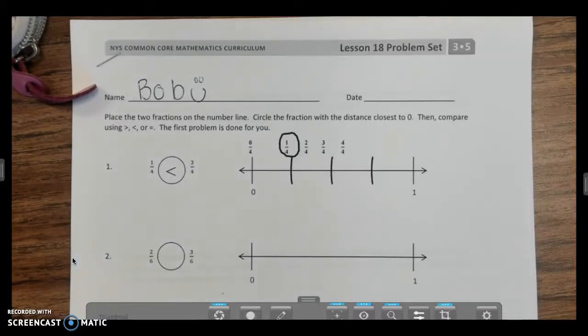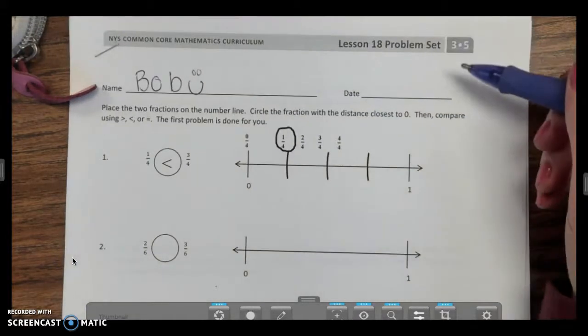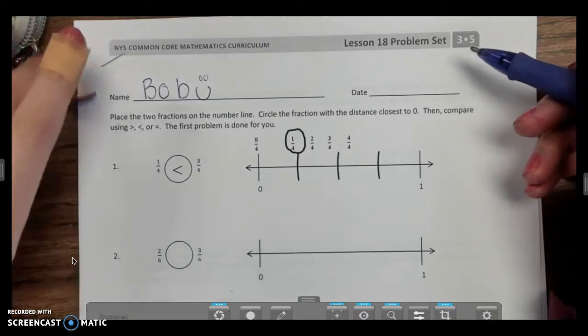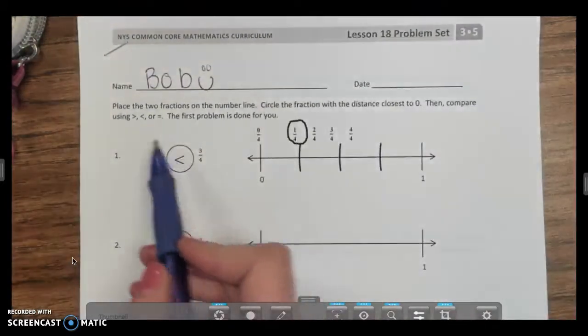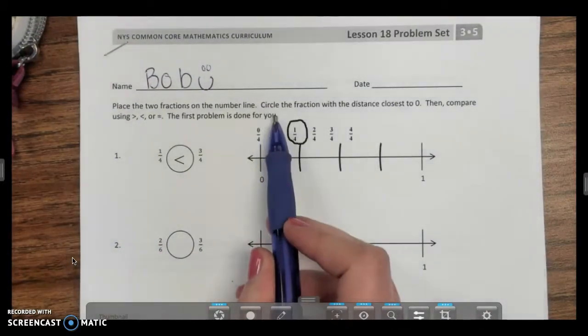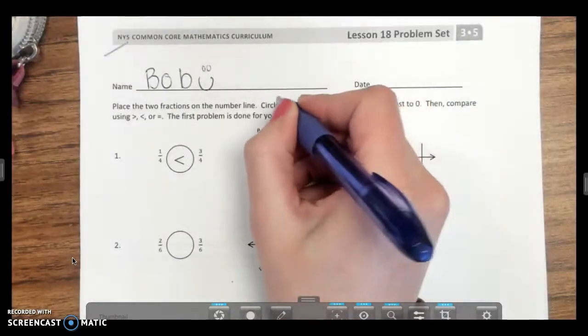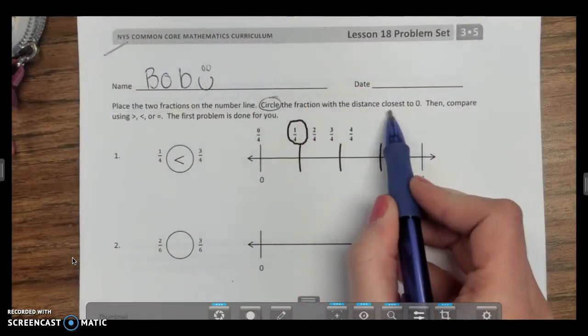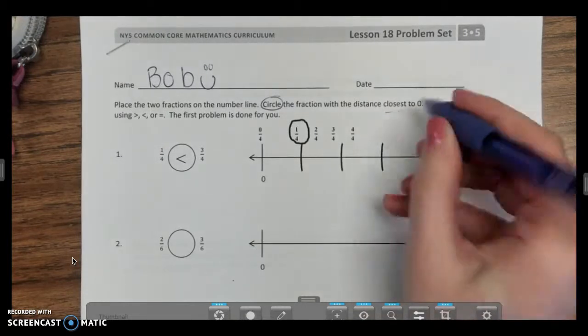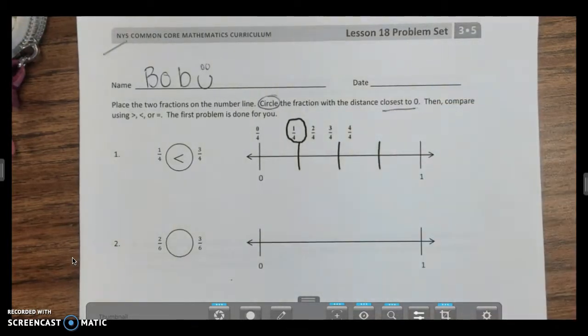Alright, so you should have lesson 18 video notes for the blue group. This is Bob. So we're going to place two fractions on the number line. Circle the fraction with the distance closest to 0. Then compare using greater than, less than, or equal to. The first problem is done for you, so I'm just going to talk you through it.